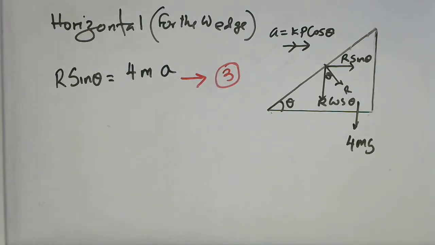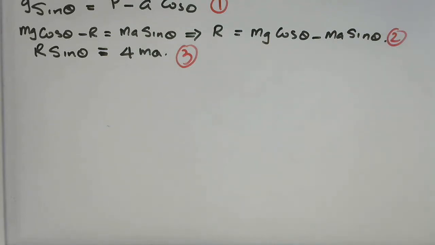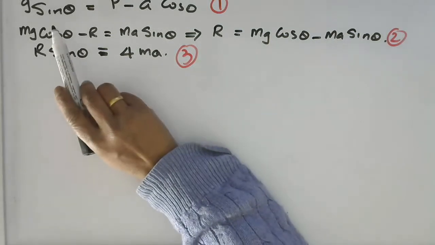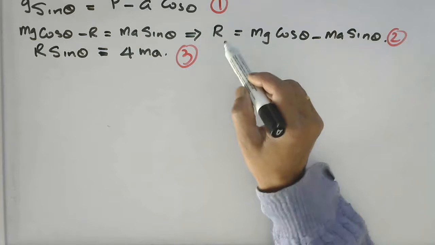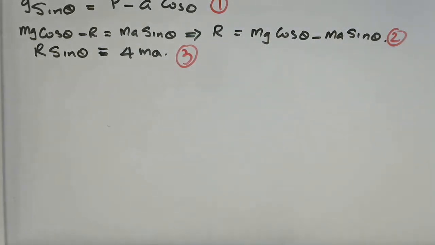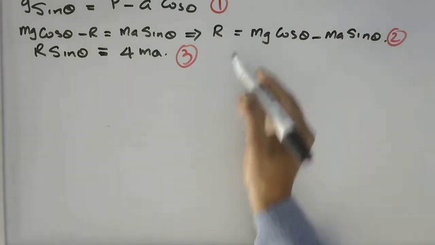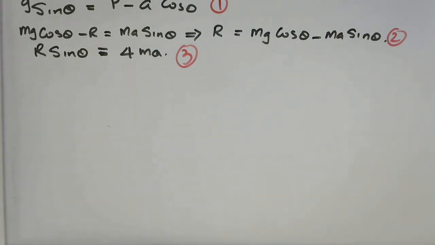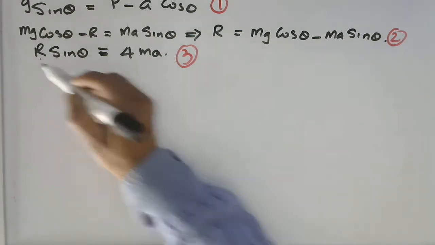So now we got 3 equations. We'll try to show a question for the first part. I have written all 3 equations which we have already done. What I'm going to do is substitute this equation into equation 3. So instead of R here I'm going to substitute that value.